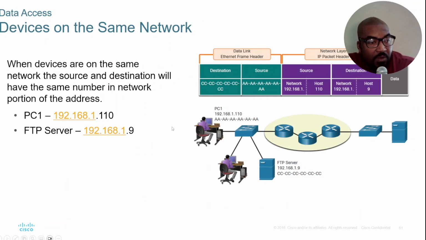So devices on the same network, as we just talked about, when devices are on the same network, the source and destination will have the same number in the same network portion.